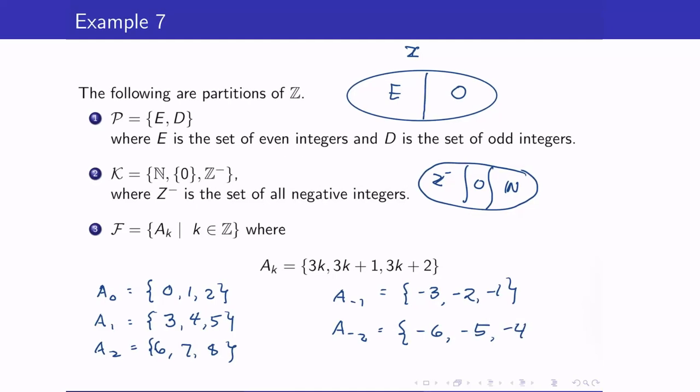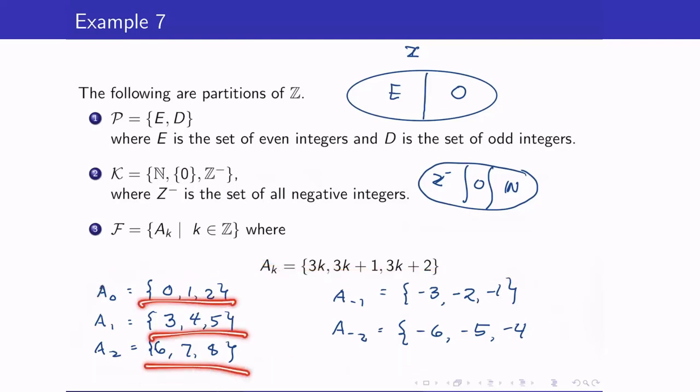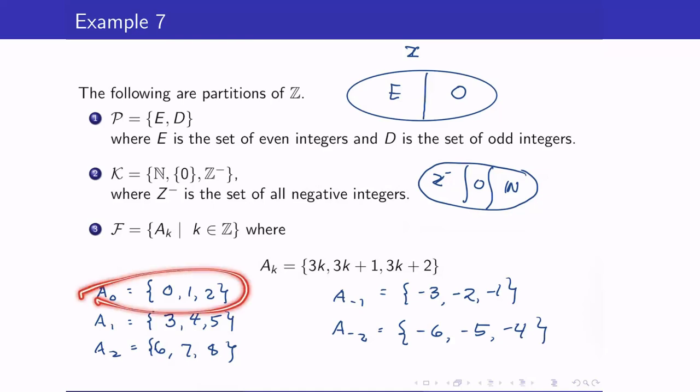So now that we have listed it this way, it will be easy to see that all of these sets are non-empty, correct? All of them contain 3 elements. Second, what's the second property? Covering. When you get the union of everything, you will really get the entire set of integers. And the last part, disjoint. Pairwise, when you get any 2 elements in this partition, they will always be disjoint.